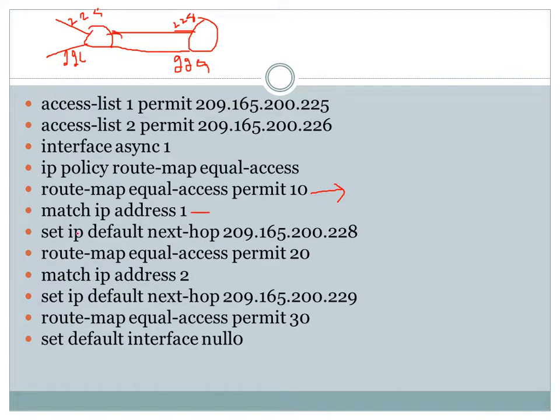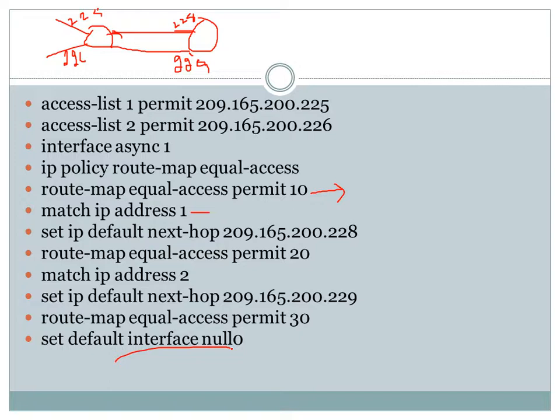Fine. Then the next one, okay, route map equal access permit 20. This is the second line. Again the same route map name, but the second line means 20. First line 10, second line 20. What do you match IP address to? What is 226. So whenever traffic is coming from 226, then send it to where? Send it to this line. And then for all others, the traffic should be blocked. Null zero means drop the packet, do not allow anything over there.